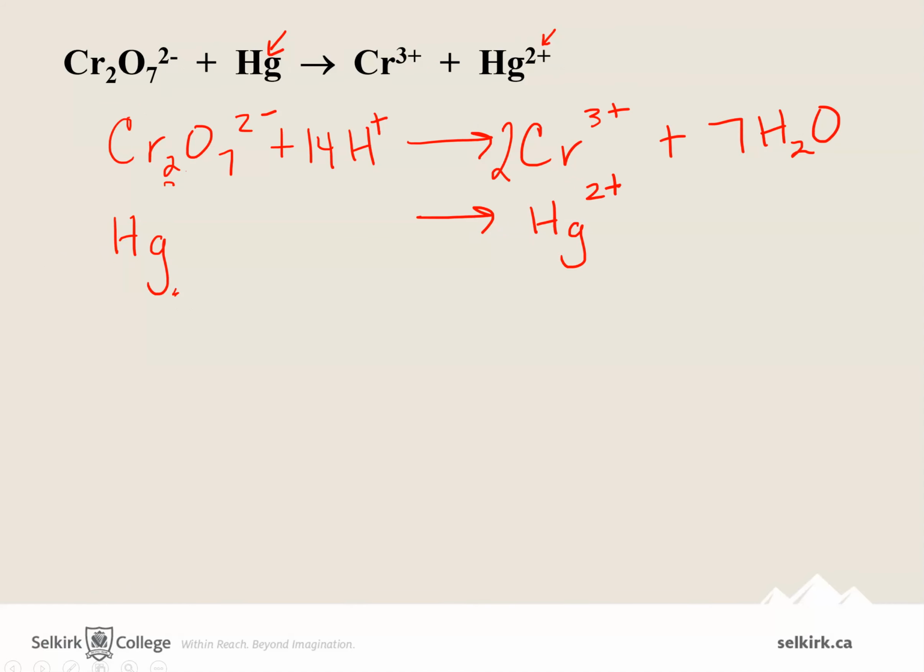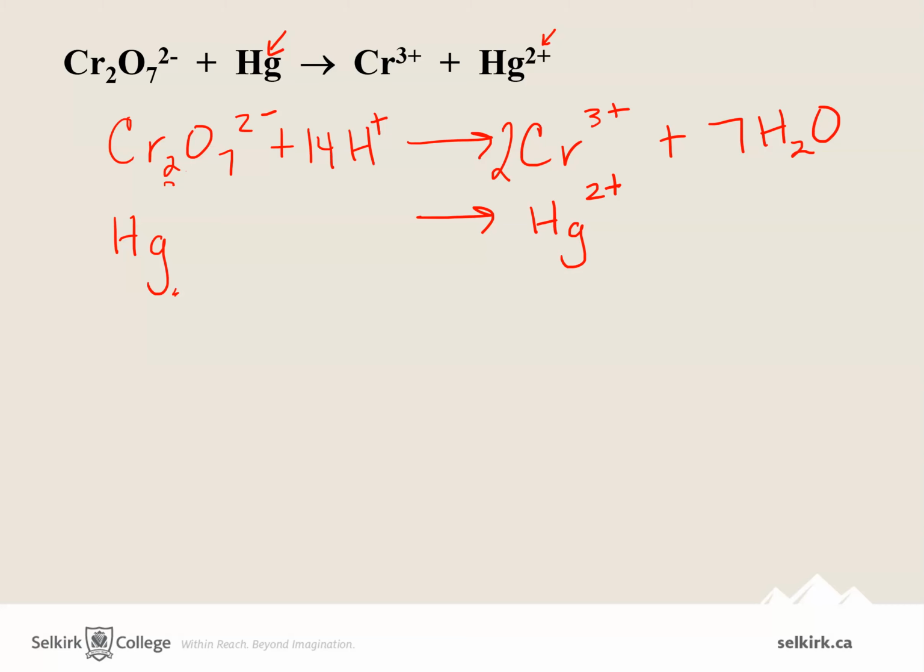For the chromium half reaction, I'm going to count up the total charge on the left-hand side. 2 minus plus 14 pluses, 12 plus on the left-hand side. On the right-hand side of the chromium half reaction, I see 6 plus. So 12 plus on the left, 6 plus on the right. And the difference there is 6 electrons. I have to put 6 electrons on one side or the other.